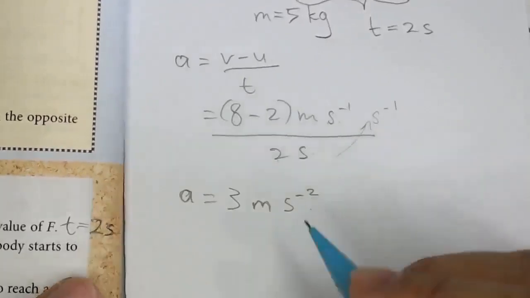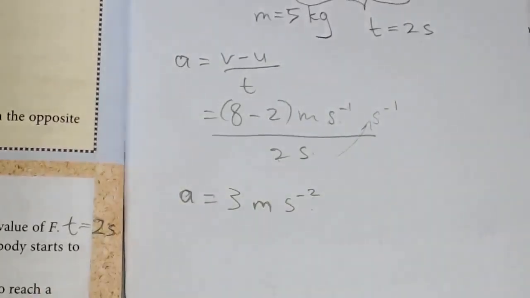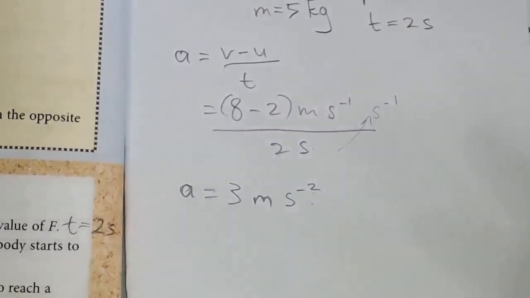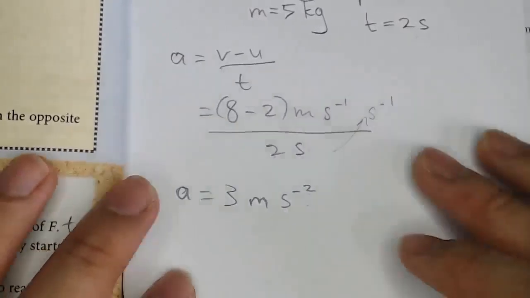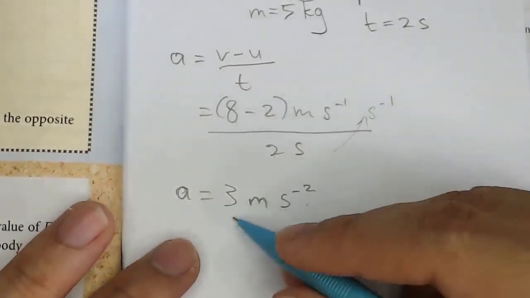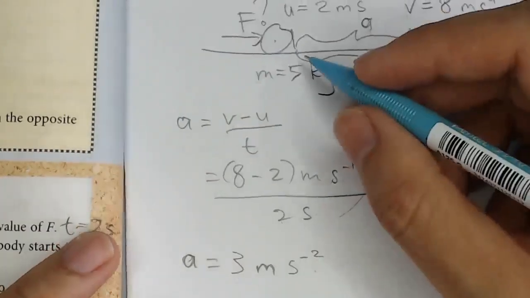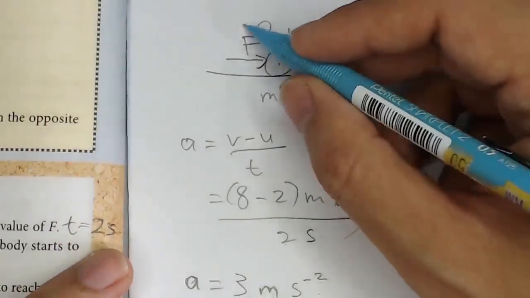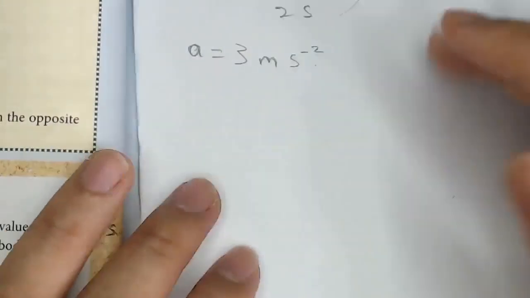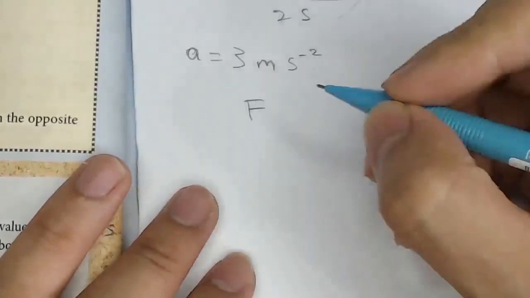If negative 1 here refers to velocity. So you need to always check your unit to ensure that what you are looking for is correct. The unit belongs to the correct physical quantity. Okay. We still have a long journey to go because the question first asks for the force. Okay, still need to move.